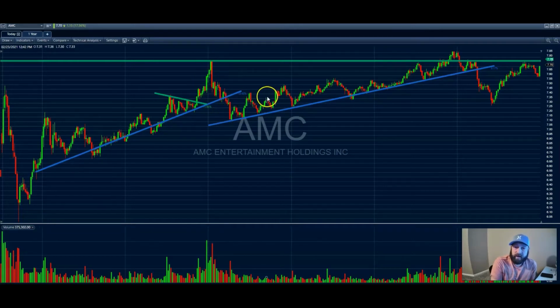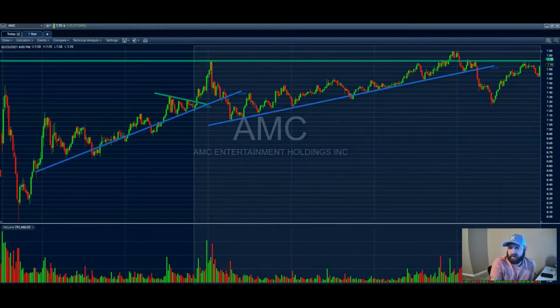Now this one right here is actually an ascending triangle that broke out, but I would call this a false breakout. And I will zoom in to show this one in a little bit better detail.